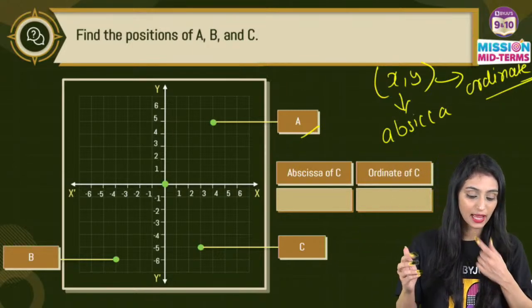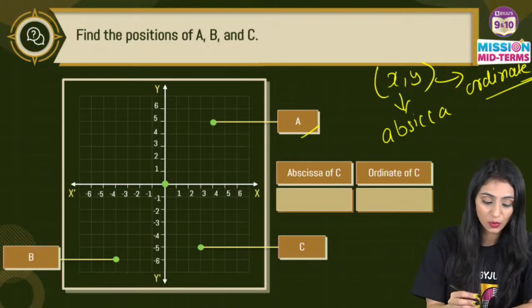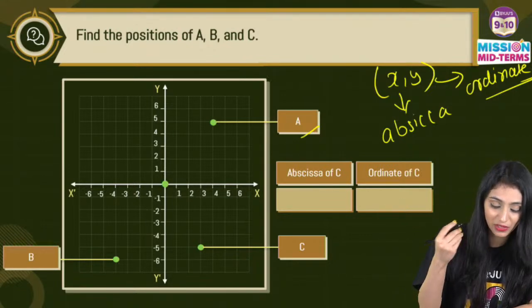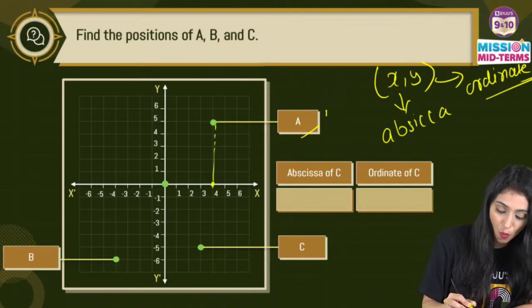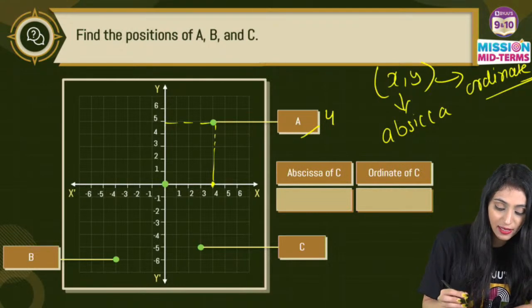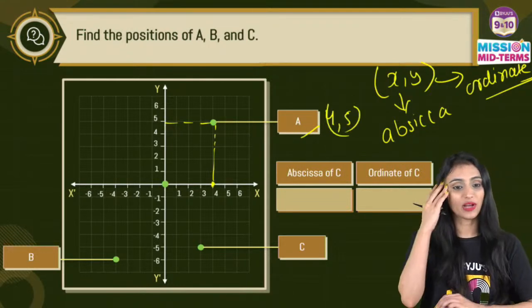Now, if I ask you to find the coordinates of A, you would say that first we write down the abscissa, the x coordinate. So you can see, here it is intersecting at 4, right? And for y, here it will be 5. So 4, 5. Correct, that's the one.